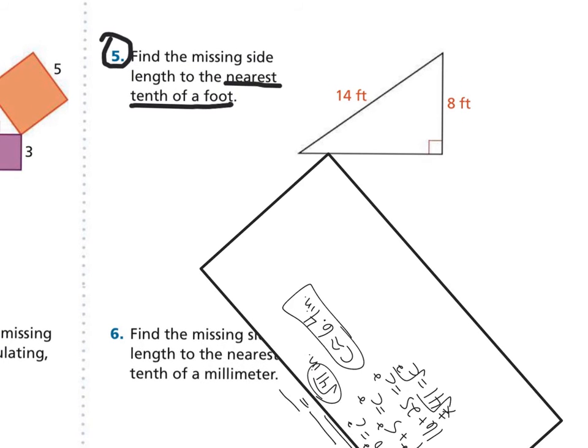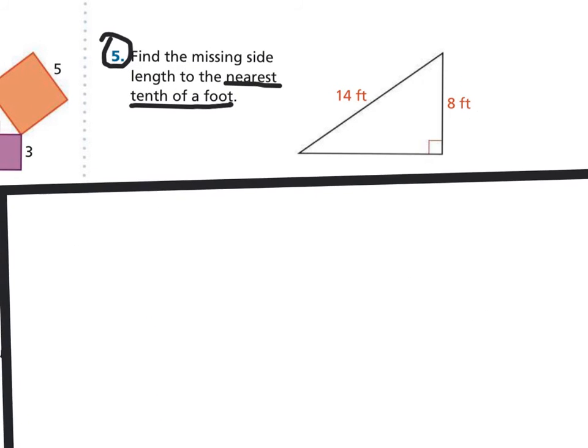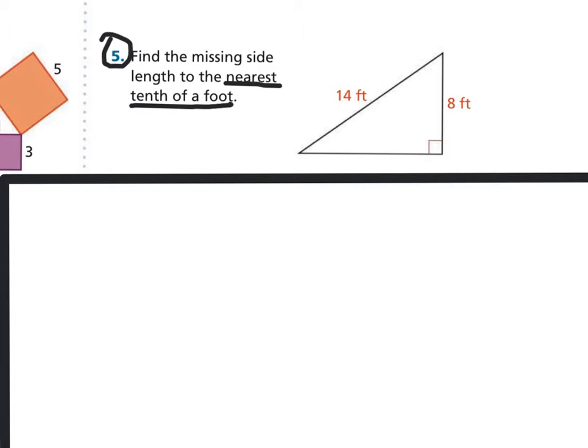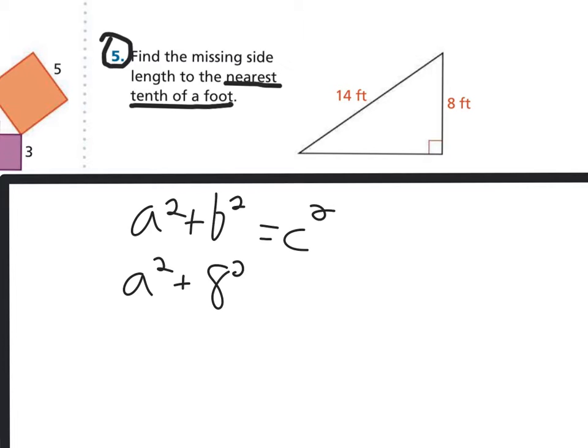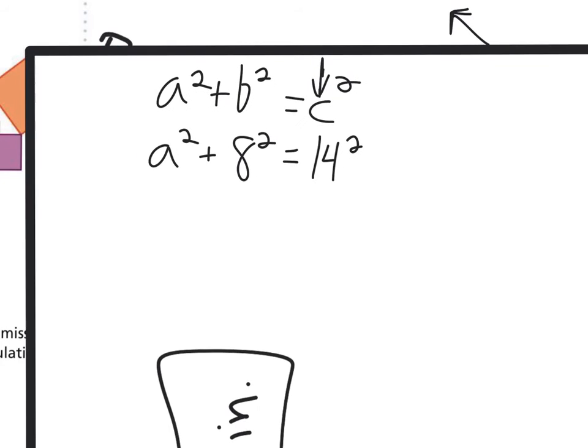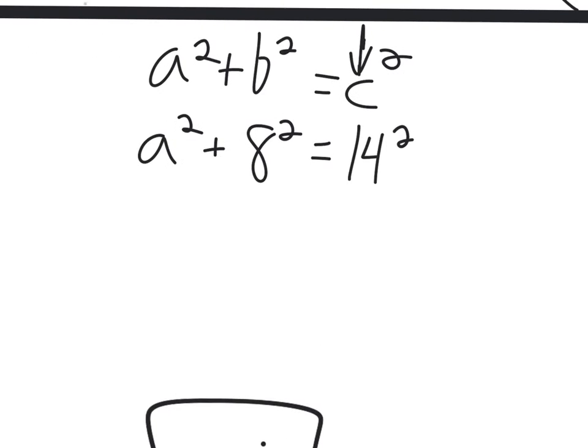Number 5, similar idea, only we're finding one of the legs here. This time they didn't even put a letter there on the side. We just know it's the missing side. So whatever you want to do, I'm going to make it be the A. And again, the important thing, the 14 is the hypotenuse, has to go in place of C because it's our longest side. If we don't put it there, we're not going to get the right answer here.